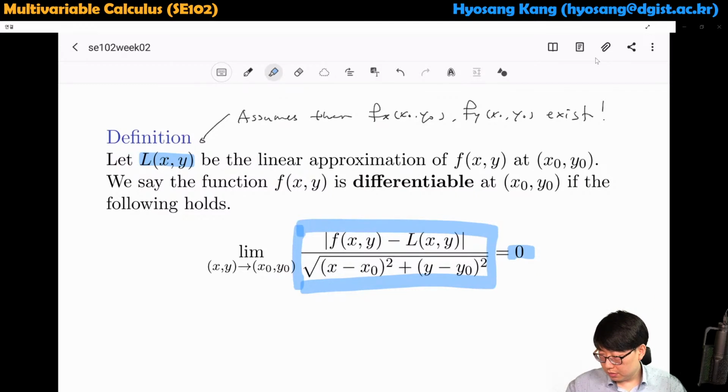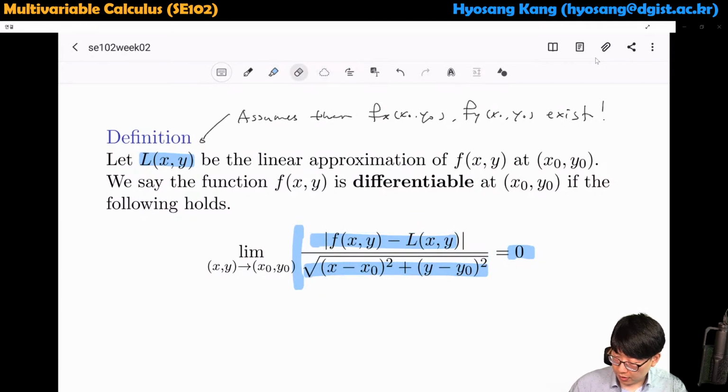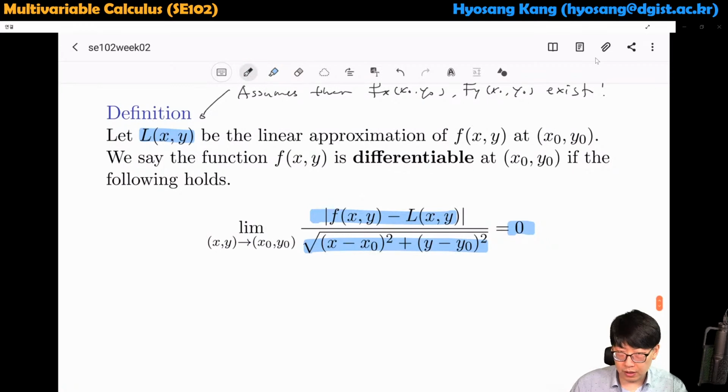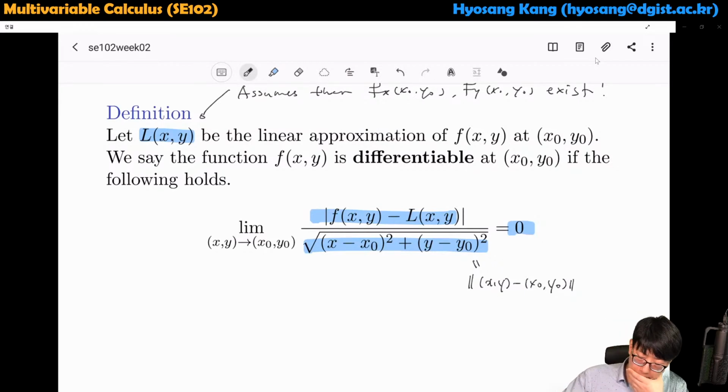So what does that mean? Let's split the components here. On the numerator we have the difference between the value of the function and the value of the linear approximation, and the denominator is nothing but the distance between the point (x,y) and (x0,y0). If you consider (x,y) as a vector and (x0,y0) also a vector, then it's the norm of the vector subtracting these two.